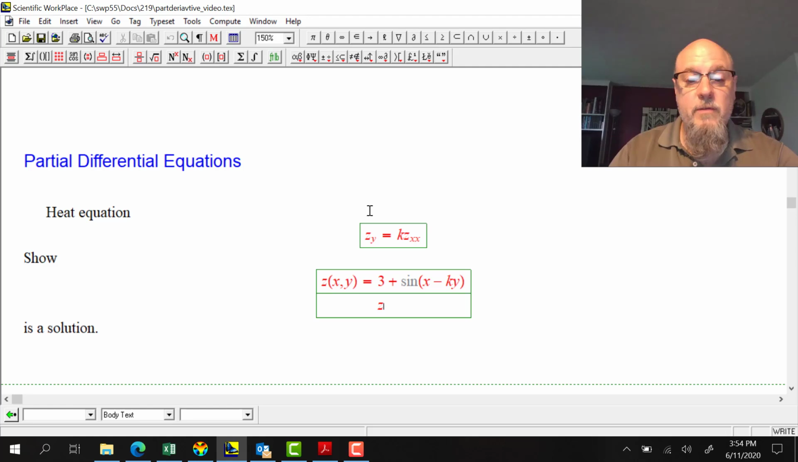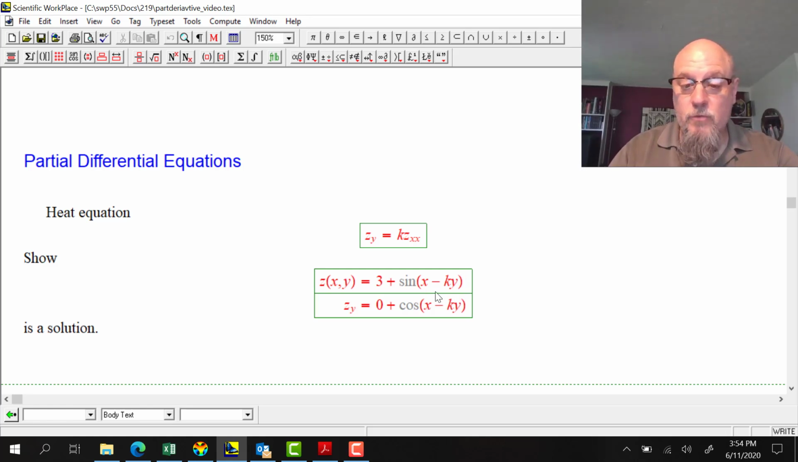The first partial derivative that we want is the derivative with respect to y. So I'm differentiating this function, our answer, with respect to y. So the derivative of 3 is 0. The derivative of sine becomes cosine. Leave the middle alone. And then multiply by the derivative of what's inside. The derivative of what's inside with respect to y is minus k. I'm going to put that on the outside here. So there's the left-hand side.